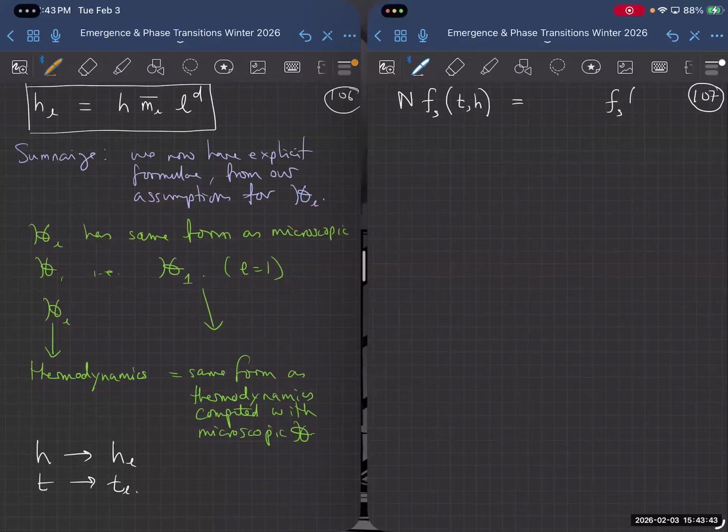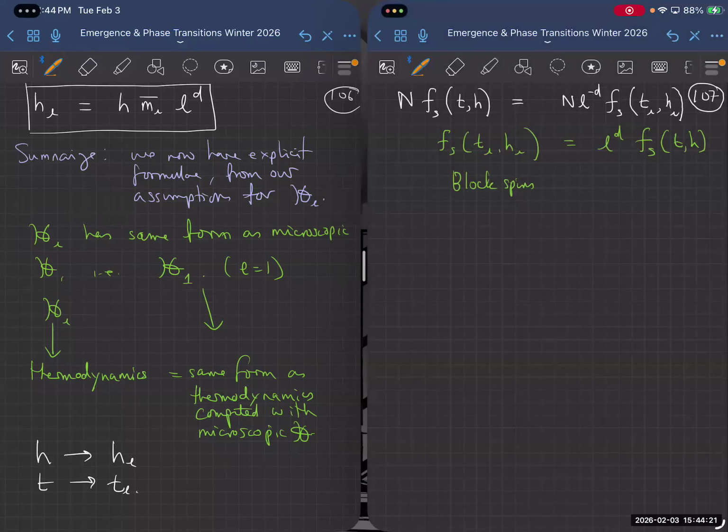So it's a singular free energy. It's going to depend on T_L and H_L because we're now on the block spins. And how many block spins are there? Well, there's N L to the minus D. And so what we've learned from this is that Fs of T_L and H_L, this is for the block spins, is equal to L to the power D times Fs of T and H. This is for the microscopic spins.